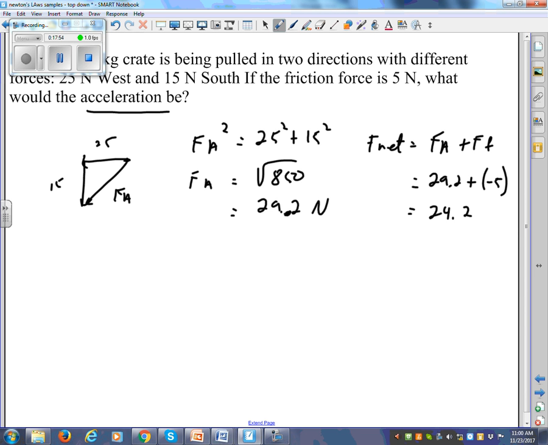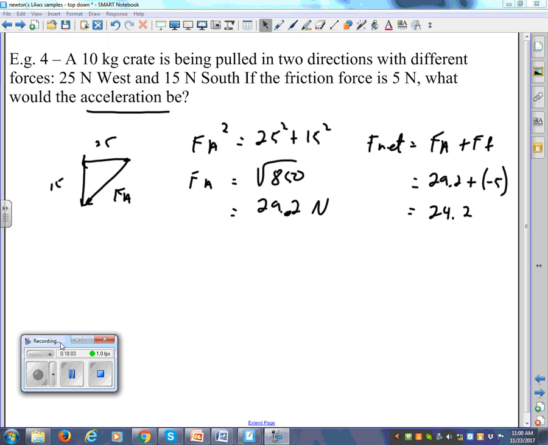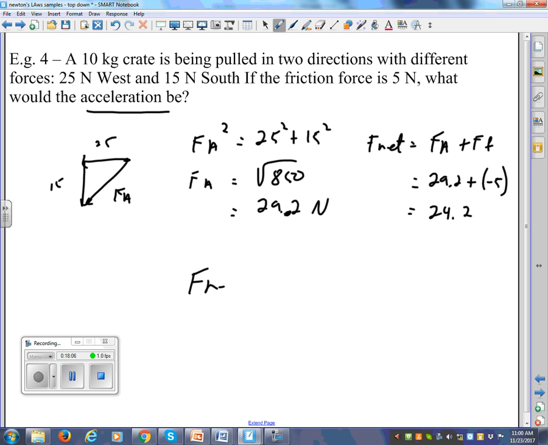And now I got to do acceleration. So what do I do there, Wade? Don't know? I got F net. How do I get acceleration? F equals ma, exactly. F net is equal to ma, right? So my net force is that 24.2. My mass is 10. So for acceleration, divide both sides by 10. What do you get? 2.42 meters per second squared.